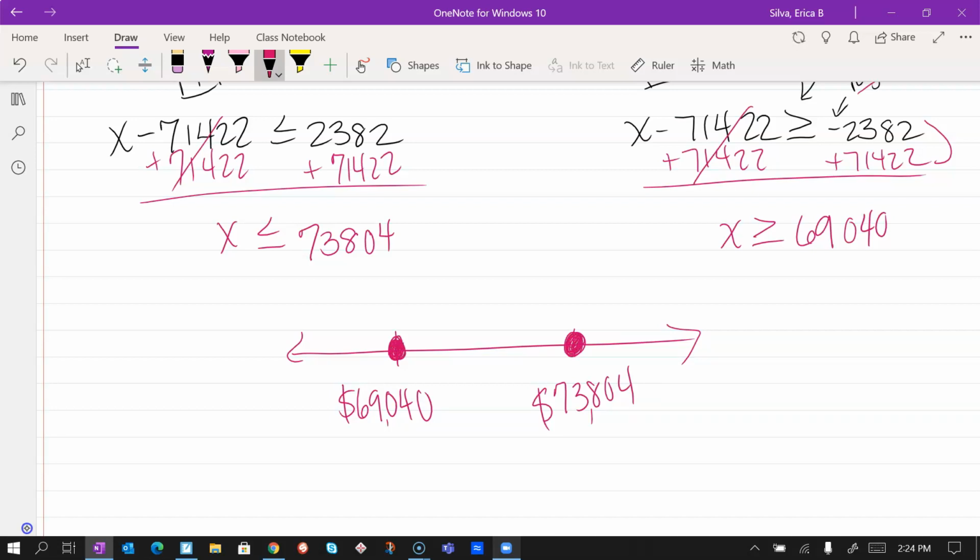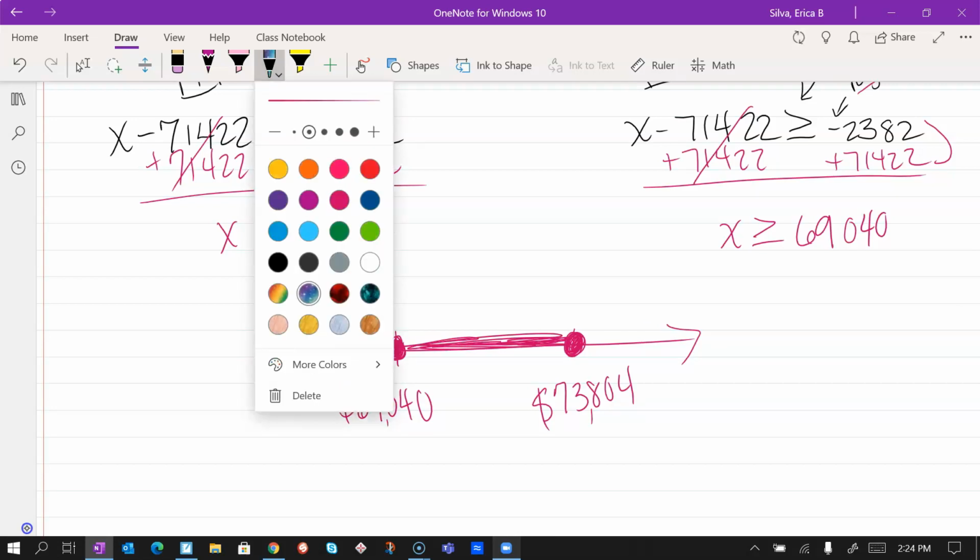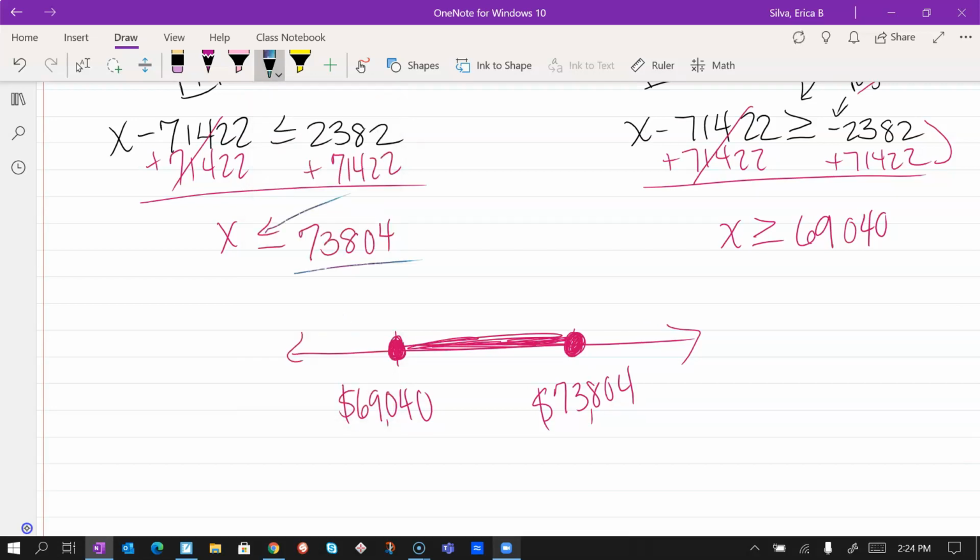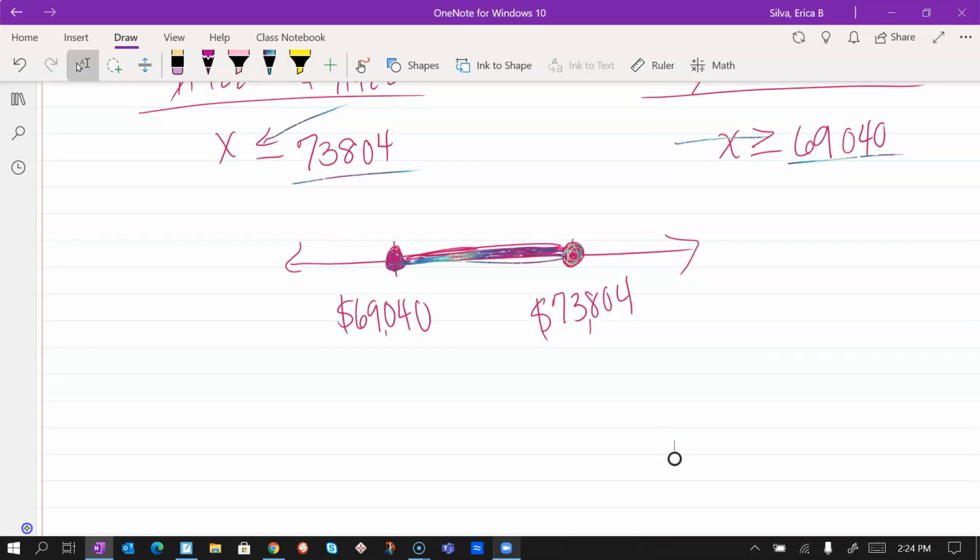Now you can use the arrows, or if it's less than this amount but greater than this amount, then it's shaded this way. If you want to use that trick with the arrows, there's my arrow. So from this number, we're going to shade to the left. And then this one, if we put an arrow from this number, we're shading to the right. And our inequality is x between 69,040 and 73,800.